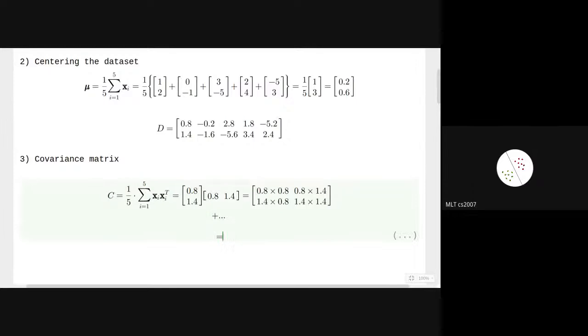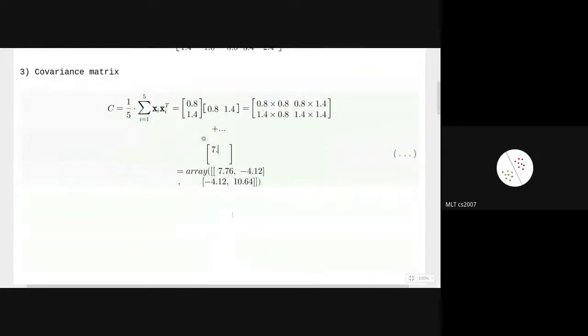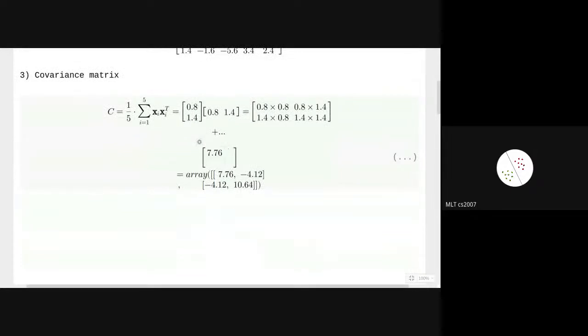Say that this is equal to this. Let me put it in a matrix form. This is 7.76, -4.12. Do you notice that the covariance matrix is symmetric, as it should be? And it's D cross D. In this case, it is 2 cross 2, right?